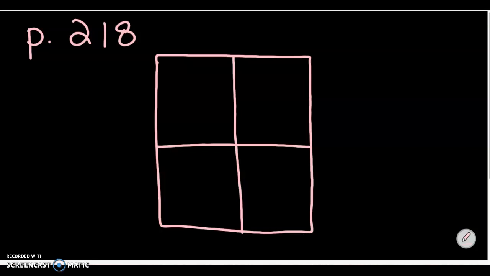Hi, sixth grade. We are on page 218, and I want to go through number 17 with you and then the pedigree as well. So we're going to start with the Punnett Square.